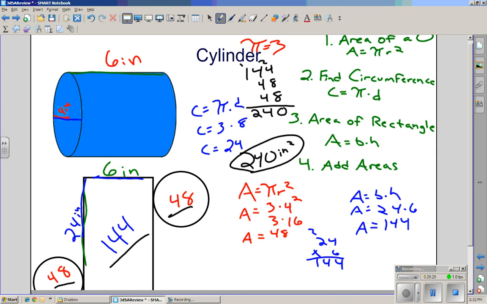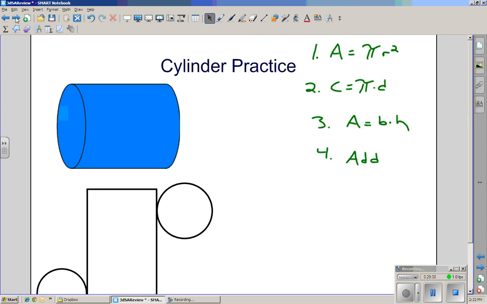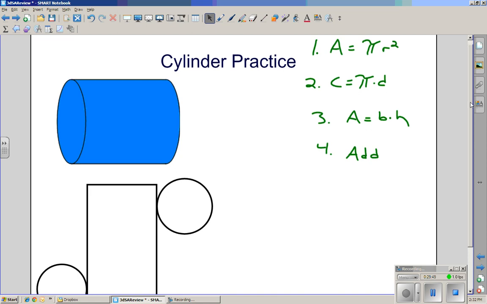I know that looks like a lot of work and the board is full, but hopefully we've done that enough where it's not too bad. Let's have you guys practice now. I just wrote the equations that you need on your practice sheet. You're going to have to memorize these for the test, but they're there just in case for your study session.